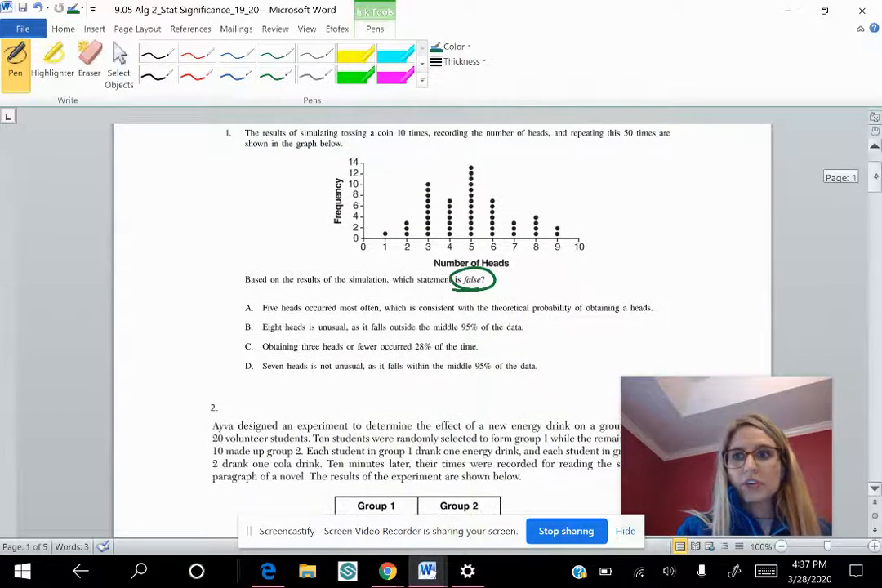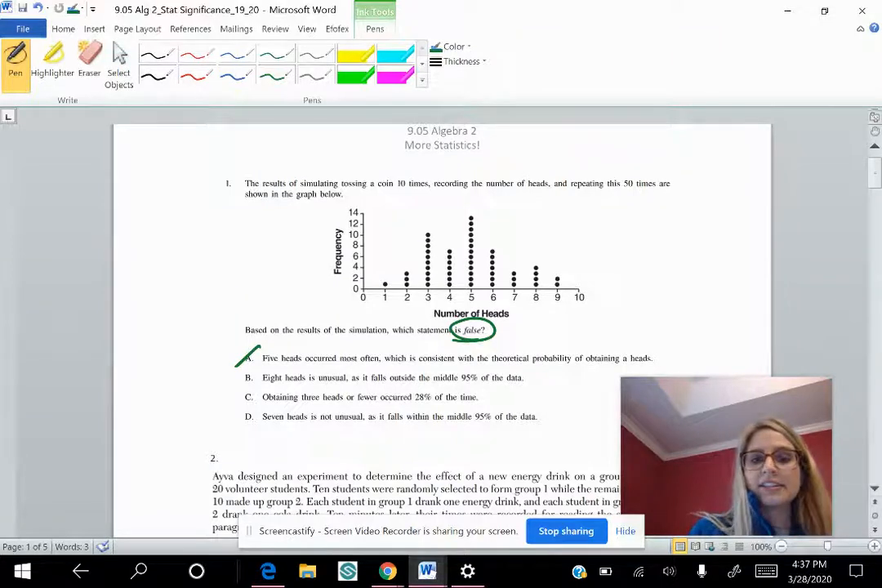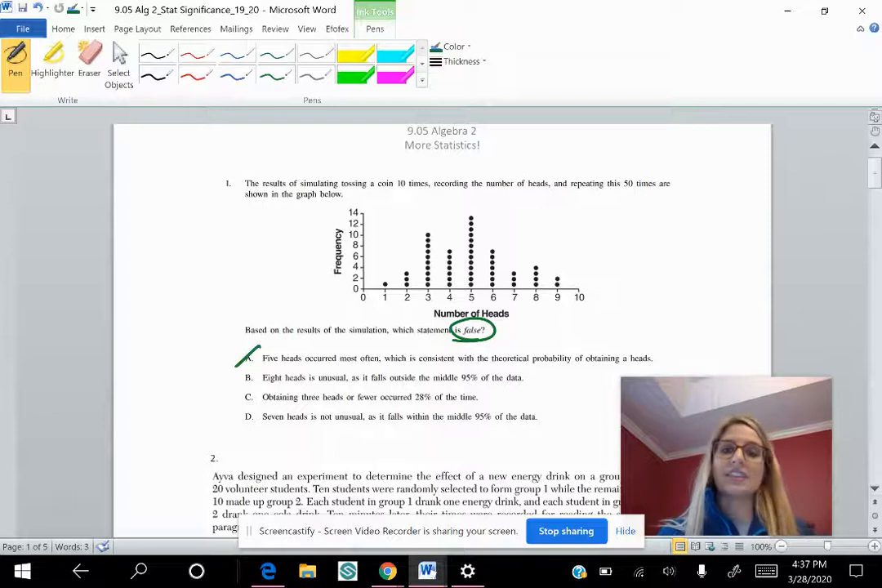Let's look at each of our choices and try to figure this out. Choice A: 5 heads occurred most often, which is consistent with the theoretical probability of obtaining a heads. We know the probability of landing on heads theoretically is 1 out of 2. In this case, 5 did occur the most often, so that is consistent. Letter B: 8 heads is unusual as it falls outside the middle 95% of the data.